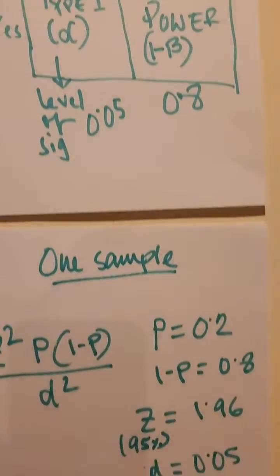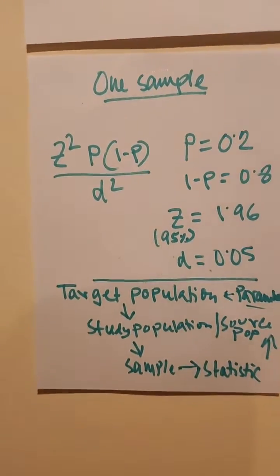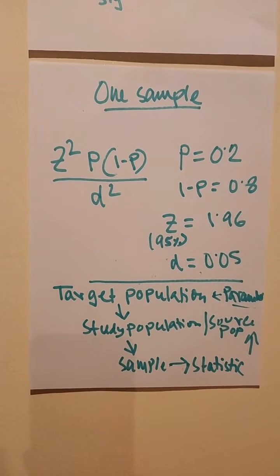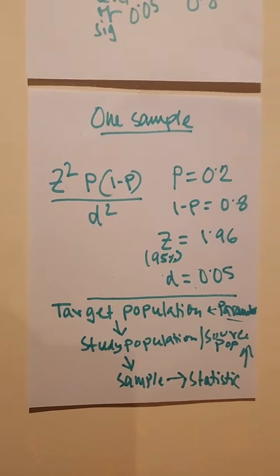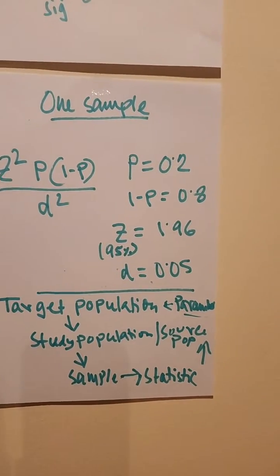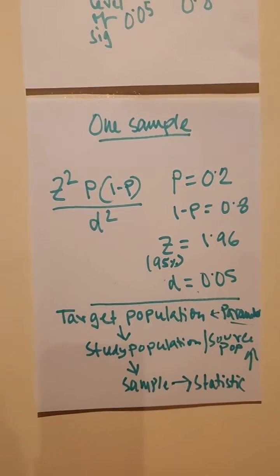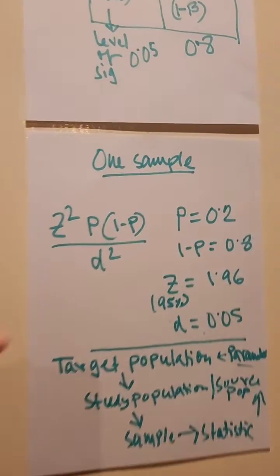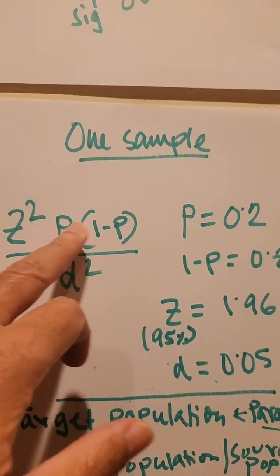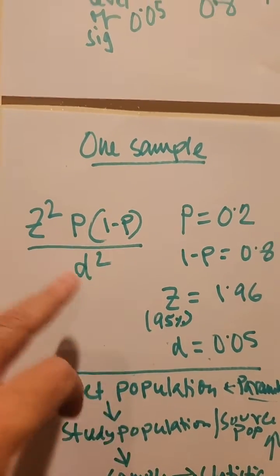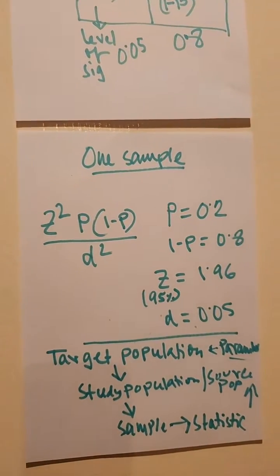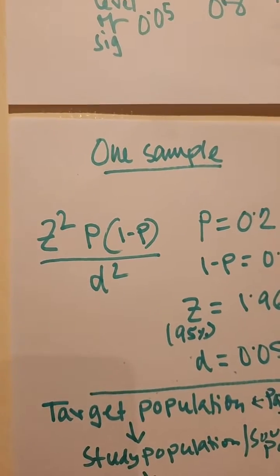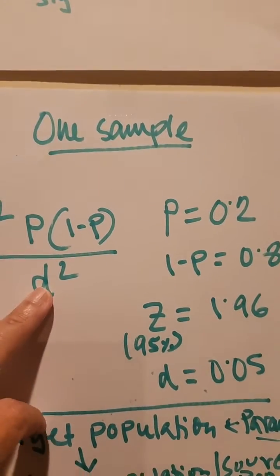What about if you are just measuring one proportion in one sample? Like the prevalence, yesterday we talked about what proportion of the tuberculosis patients are having delayed diagnosis as a whole. That is a one sample situation. Suppose we're expecting that it is 20%, that is P. And 1 minus P, or Q, is 80%. And we'll be fine if that 20% is plus minus 5%, like if it varies from 15 to 25, that is D.